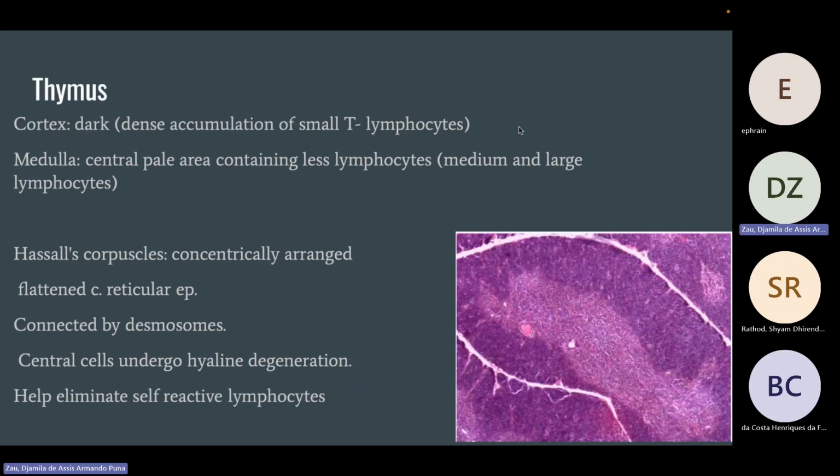So now we're going to look at the actual thymus histology-wise. Here's a picture, but I will show you guys in the histology finger-land thing. The cortex is this part. It's the dark part. And in the cortex, you have a lot of small T lymphocytes, while in the medulla, which is the central pale part, you have fewer lymphocytes, but they're larger. Can anyone tell me why? It has to do with what is happening in the cortex versus what is happening in the medulla.